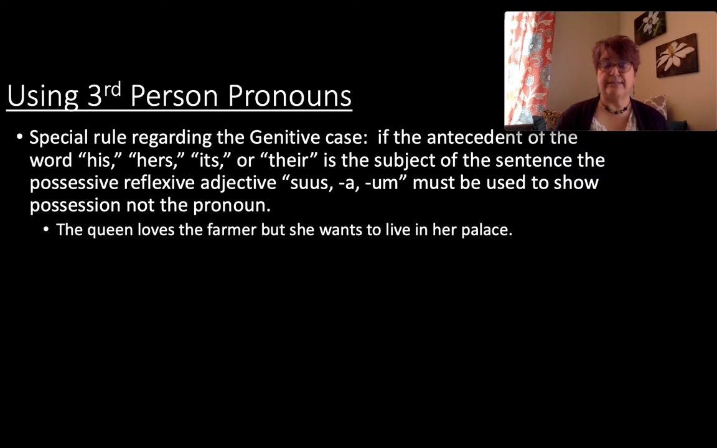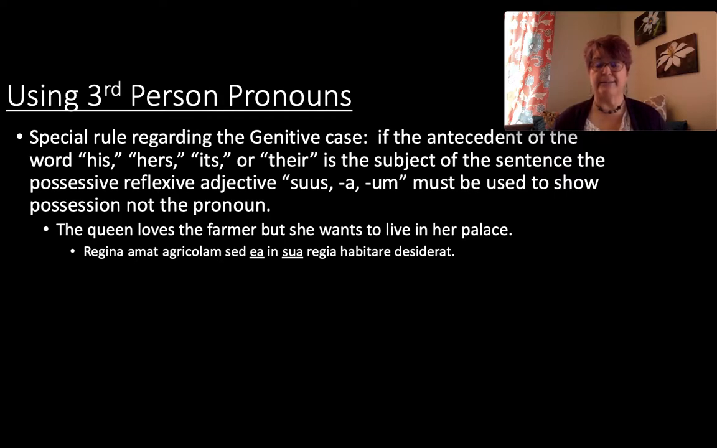For this reason, when I write this particular sentence in Latin, instead of using eius, I must use the possessive reflexive adjective suus, sua, suum, which will describe palace. That's why in the sentence it's written as sua, because it has the feminine ablative singular ending on it, just because regia, palace, is feminine and ablative and singular.